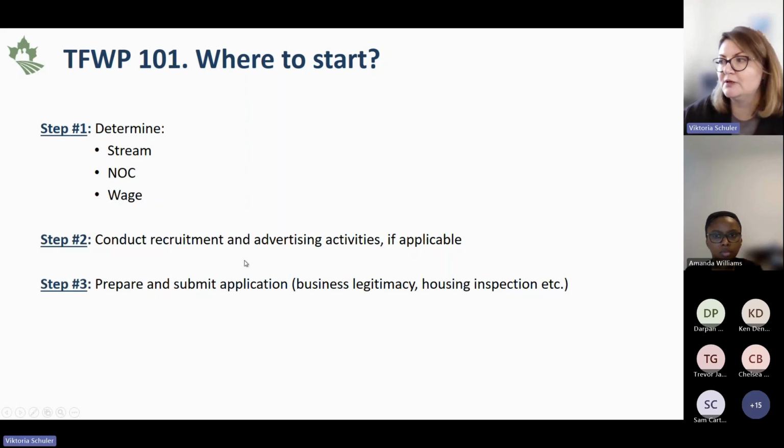And step 3, prepare and submit an application. You would need to prove your business legitimacy with the application, and in certain applications, you would be required to do a housing inspection. I would also recommend doing the housing inspection somewhere in the beginning, because depending on the province, it takes time to book the housing inspector to look at the accommodation. So if you don't want to waste any more time, you can do it simultaneously while you're doing your advertising.